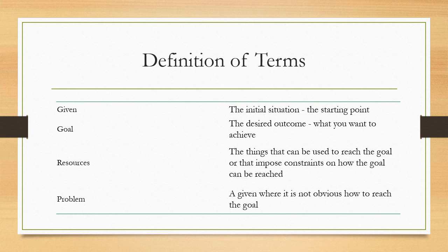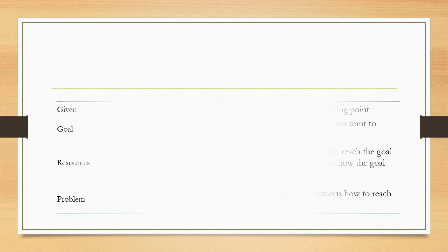Firstly, given, or the initial situation. This is the starting point of your problem. A goal, your desired outcome, so what you want to achieve from your problem. The resources. The resources are the things that can be used to reach a goal or that impose constraints on how you reach that goal. The problem. So this is a starting point where it's not obvious how to reach your goal.